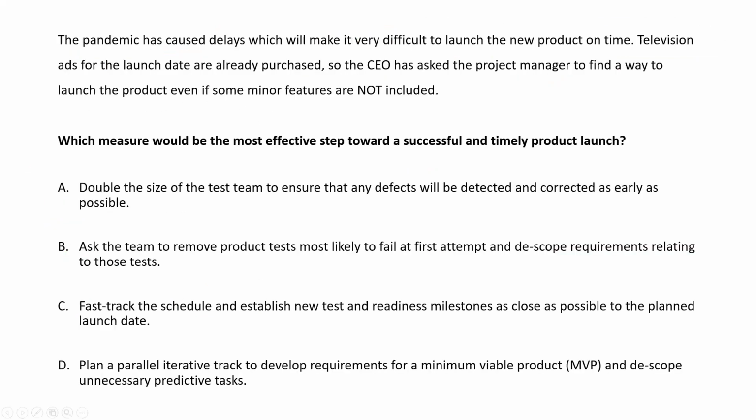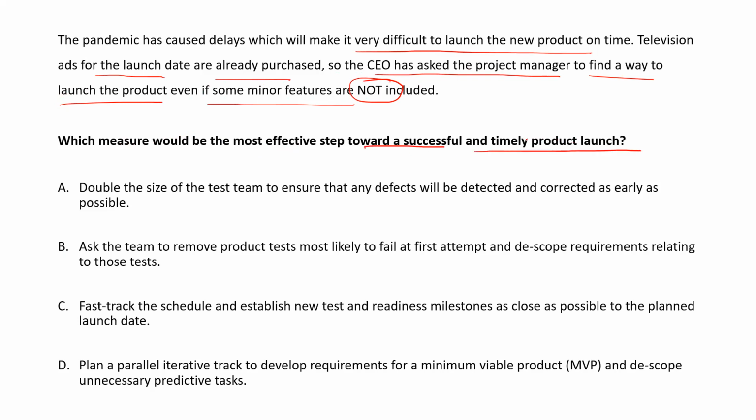Next. The pandemic has caused delays, which will make it very difficult to launch on time. TV ads for the launch date are already purchased, so the CEO has asked the PM to find a way to launch the product if some minor features are not included. Something related to, I think, prioritizations again. Let's go read it. Which measures would be the most effective step towards a successful and timely product launch?